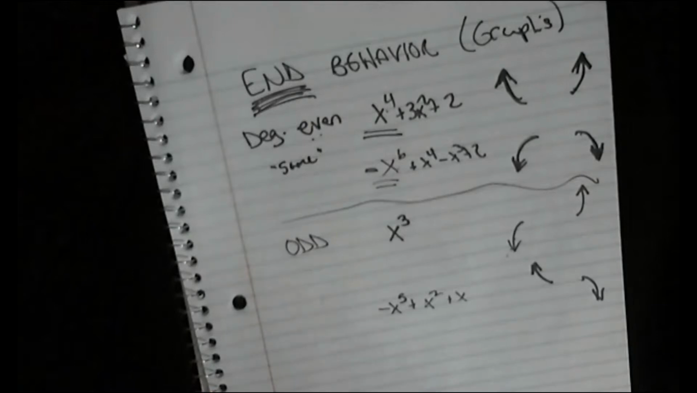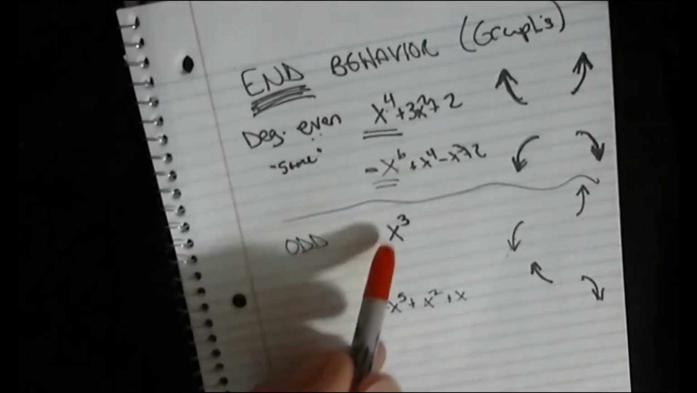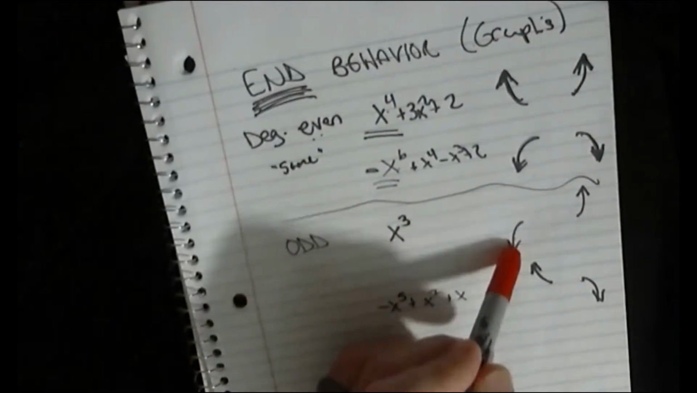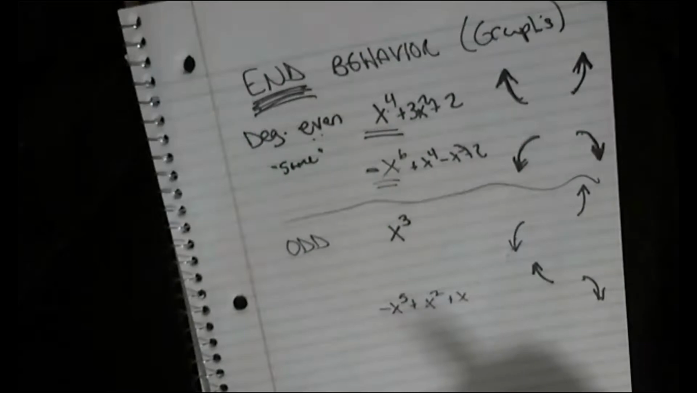Odd polynomials, like x to the third, x to the fifth, x to the seventh, x to the ninth, are going to go in different directions. Again, a positive is going to go down to the left, up to the right. A negative is going to go up to the left, down to the right.